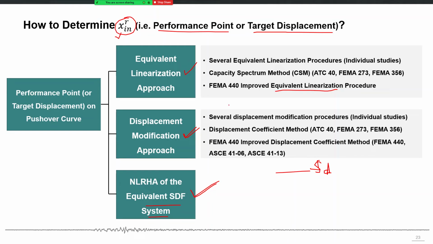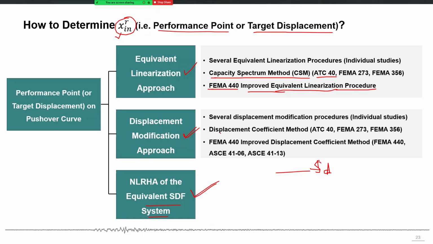So the most common method in the first approach is called the capacity spectrum method. It was originally presented in ATC 40, but later it was modified in FEMA 440. So I'll quickly go through this ATC 40 method and I directly show you what are the improvements made in this method by FEMA 440. And then we will have an E-tabs demonstration quickly for this capacity spectrum method, FEMA 440 method. So this improved equivalent linearization procedure is actually the same capacity spectrum method but slightly modified by FEMA 440.